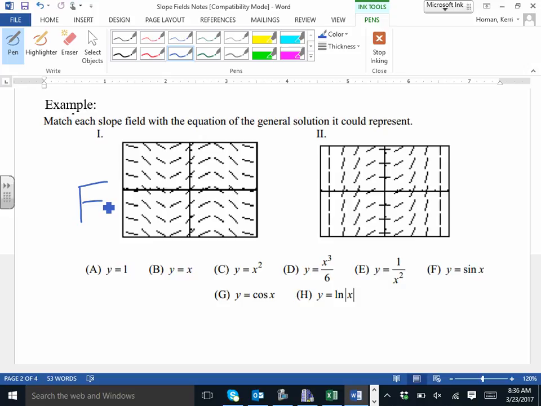Okay, if you take derivatives and plug in points, you get those slopes. Another way to look at it: this looks like a sine curve, right? So that would be the solution, okay?